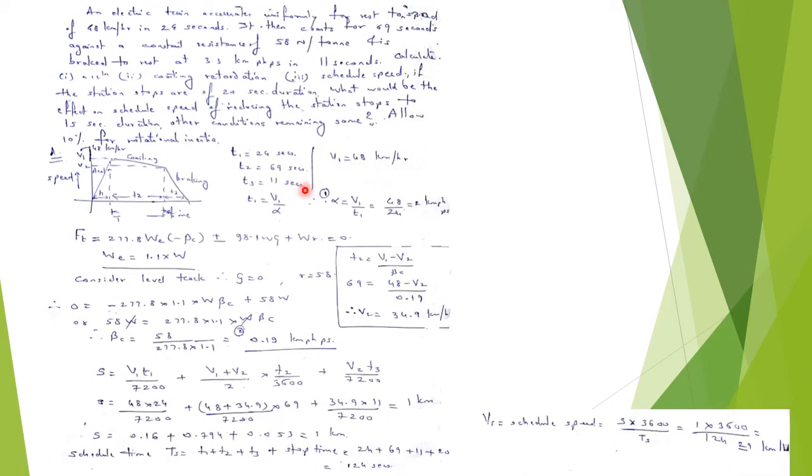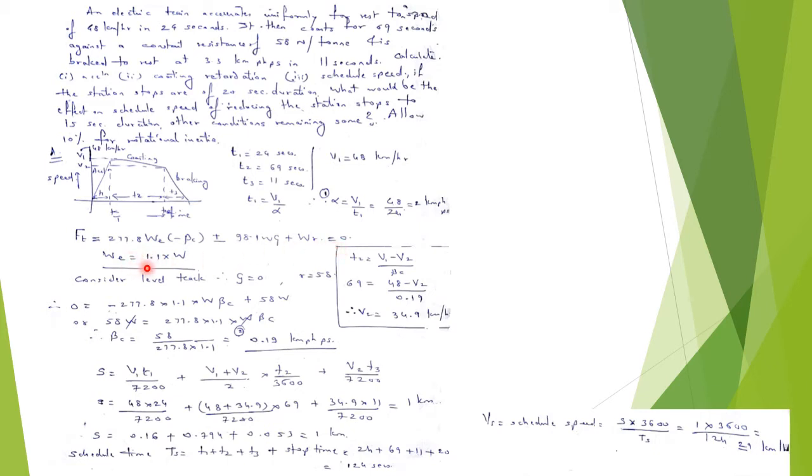So using the standard equations for the quadrilateral speed time curve, you will find that T1 is equal to V1 upon alpha. So from here I can get alpha, that is acceleration, V1 upon T1, that is 48 upon 24, which works out to be 2 kilometers per hour per second. Similarly, if I use this tractive effort equation to find out minus beta c or beta c, I have to put Ft equal to 0.